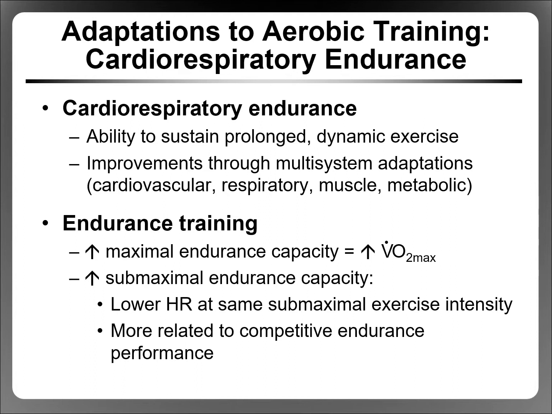If I can increase my maximal endurance capacity, we usually can measure this by seeing an increase in somebody's VO2 max, either through lab testing or through field testing. And we will also see an increase in their submaximal endurance capacity. This means at a given intensity of exercise that is below my maximal effort, I'm going to have a lower heart rate than before I started training. This is especially important when I'm dealing with competitive endurance performance, so distance runners, soccer players, things like that.